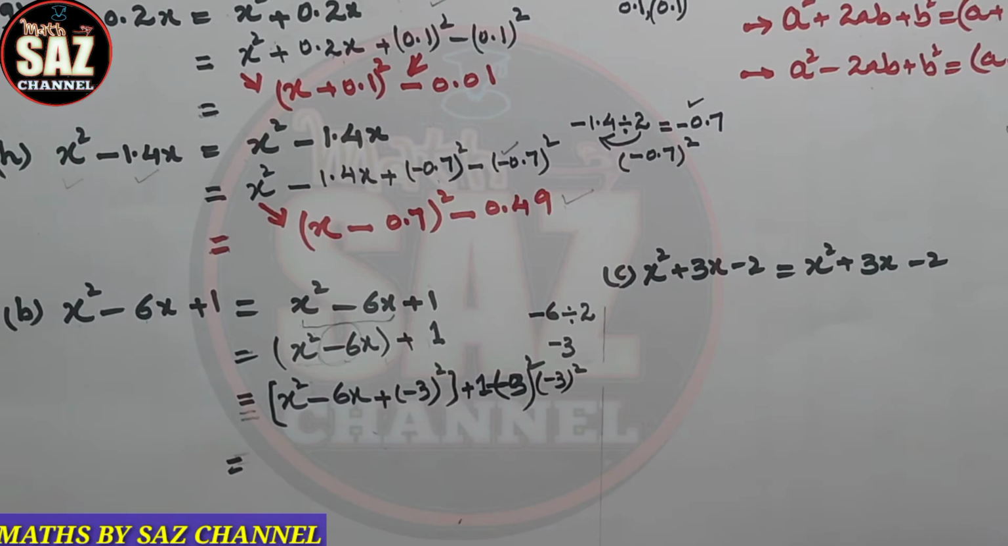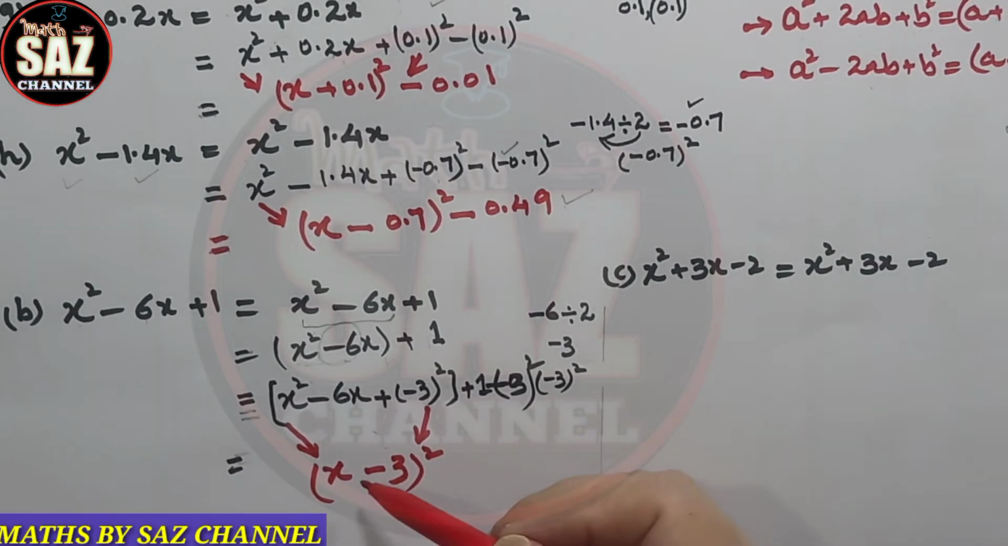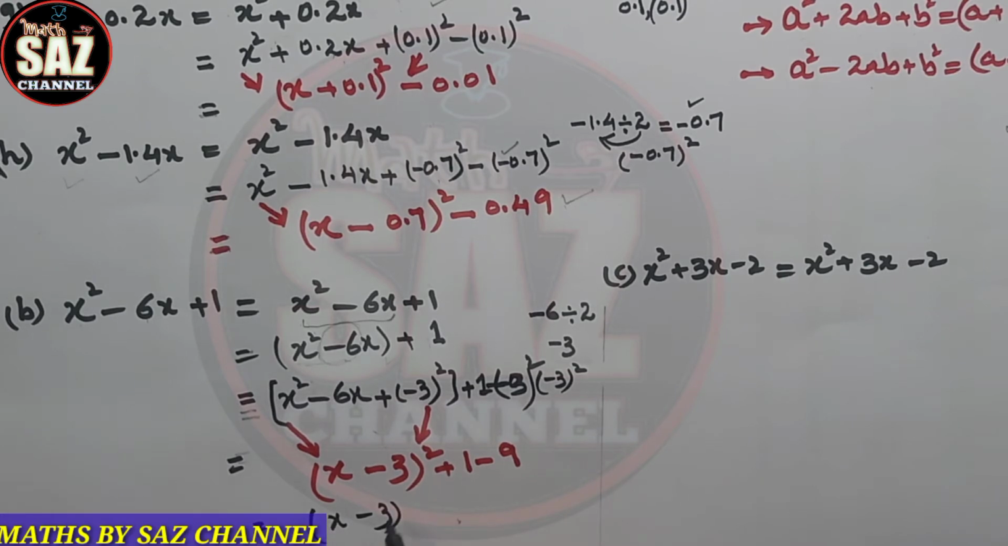Now I have to use these three terms to express in the form of the identity. They will turn into x minus 3 whole square because the middle term is negative. So I write it as x minus 3 whole square plus 1 minus 9. Now I solve 1 and 9, and the expression takes the form x minus 3 whole square minus 8. I hope you are clear about this question. Let's move to the next part of the question.